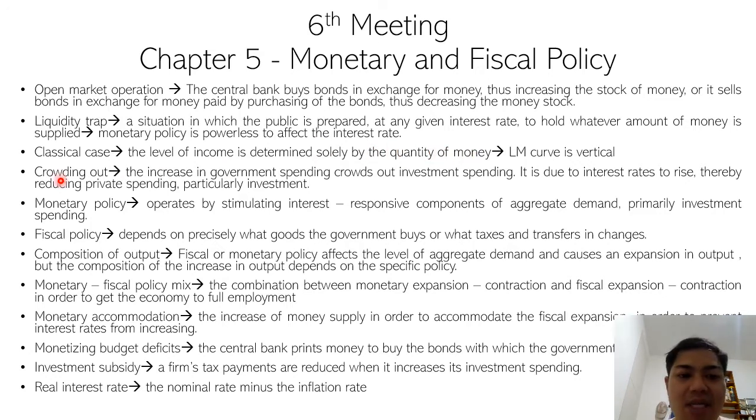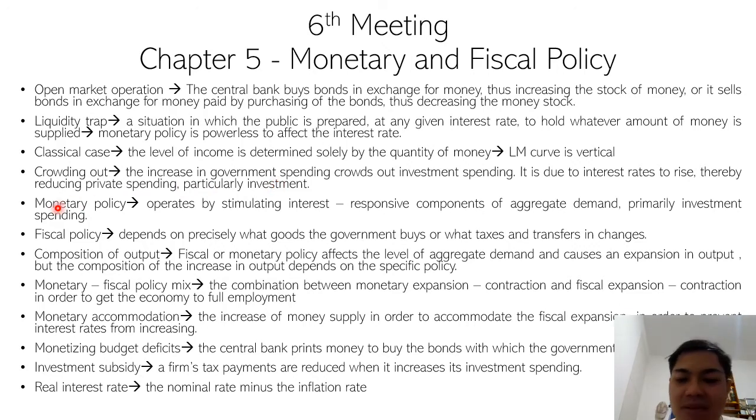So the income here is affected only by the money supply. And the fourth one is crowding out. This is where an increase in government spending crowds out investment spending. So the government spending here takes investment spending out. It is due to the rise in interest rate, thereby reducing private spending, particularly investment.